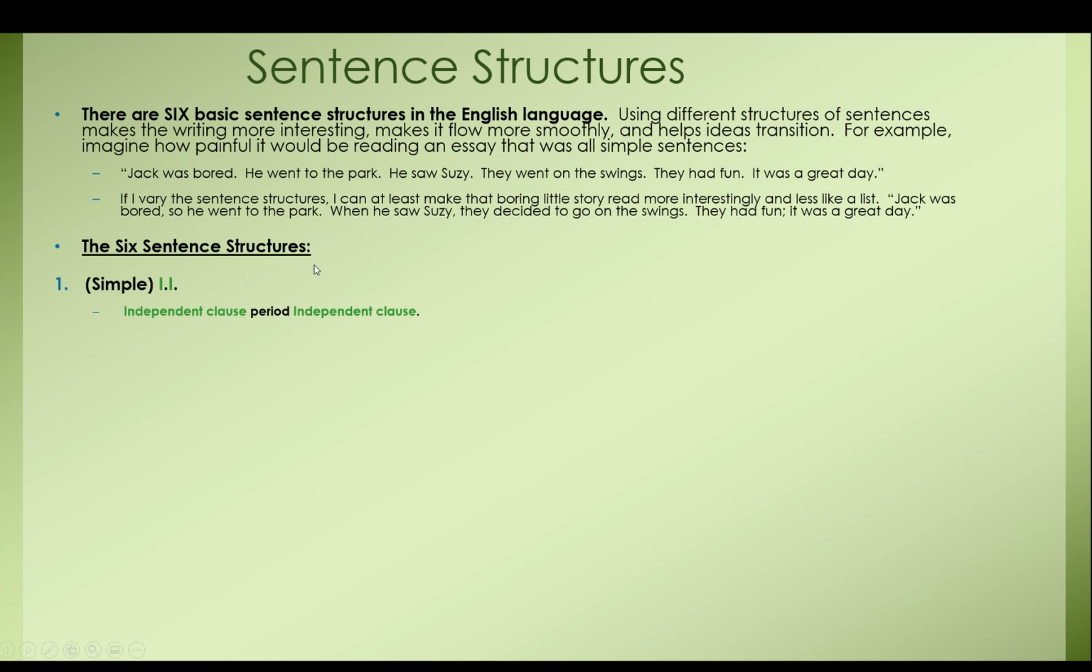All right, so six sentence types that I want you to know. There's the simple sentence. A simple sentence is one independent clause. So this is technically actually two simple sentences. An independent clause: subject, verb, complete thought, period. And then you would move on to your next simple sentence: subject, verb, complete thought, period. Jack was bored. That's an independent clause. That's a simple sentence. It's a sentence made up of one independent clause. And notice my little abbreviation here, an I period.